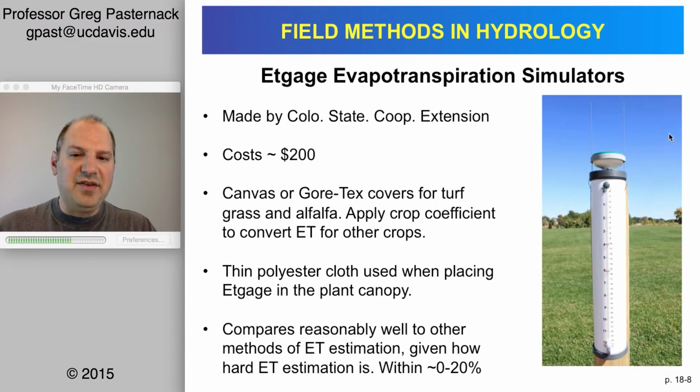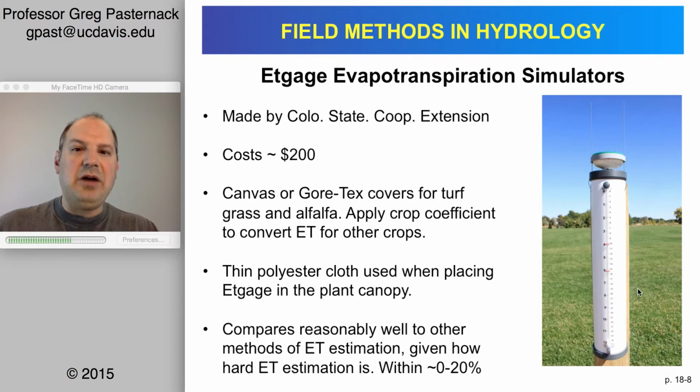And here's a real live example of one of these. It's made by the Colorado State University Cooperative Extension Group. It's called the ET gauge. And you can see the graduated measurement on the side. You can see the ceramic cup is the white, and it's covered with this green canvas cloth on the top. And it's all held together.